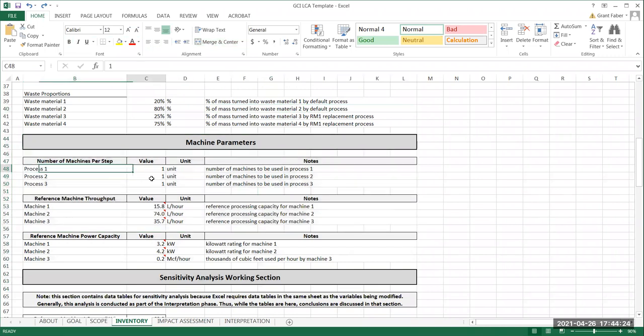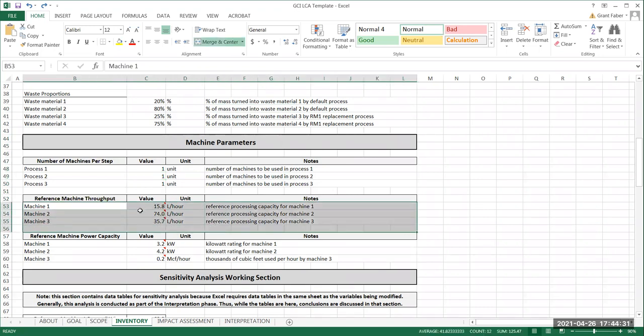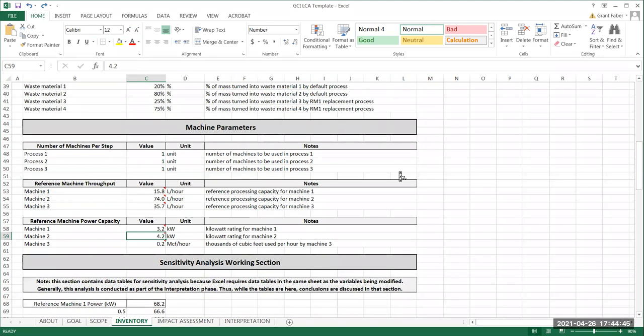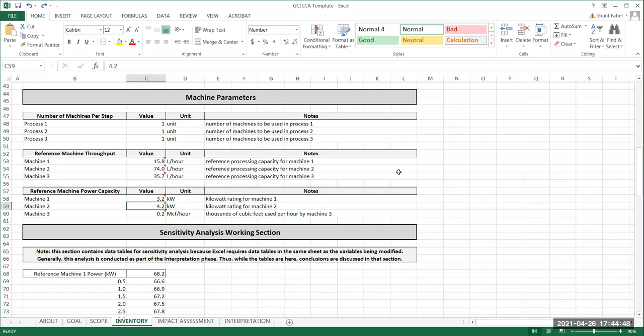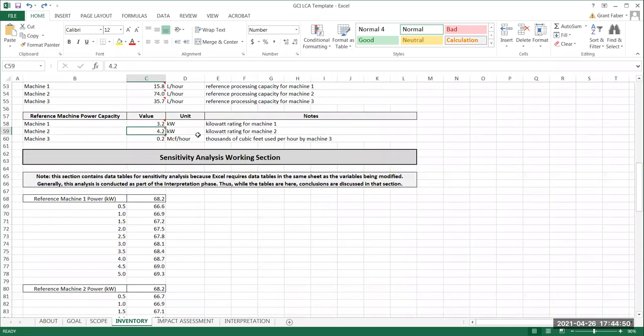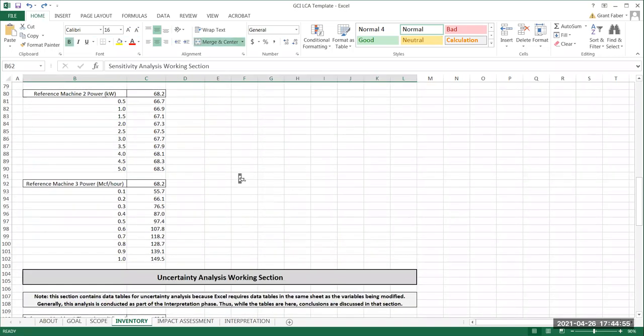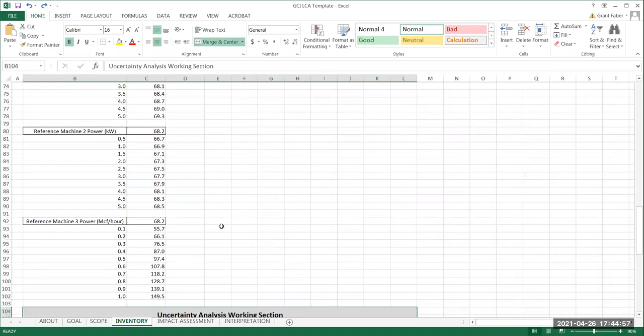So this is just some high-level information about the machines used in all of the different processes. Essentially, the model is using this data, which is then used later on to calculate the energy needs for each of the machines, which are relevant to the final environmental impact level. So here we have a sensitivity analysis working section and an uncertainty analysis working section.